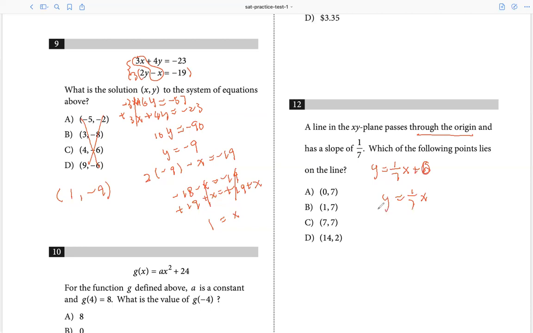So we check this. Which of the following satisfies this equation? A does not, because if x is 0, y is 0. If x is 1, 1 times 1/7 should be 1/7. It's not. If x equals 7, 7 times 1/7 should be 1, so this one is not. If x is 14, yes, right? 14 times 1/7 is indeed 2. So D, yes.